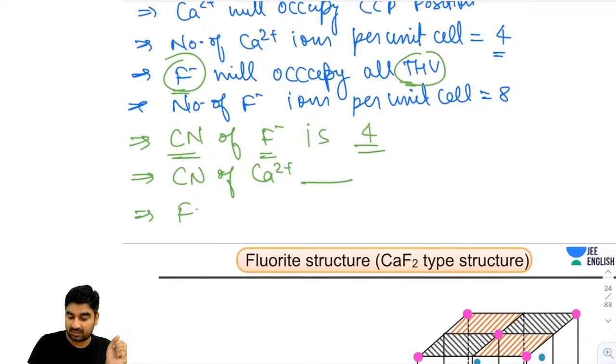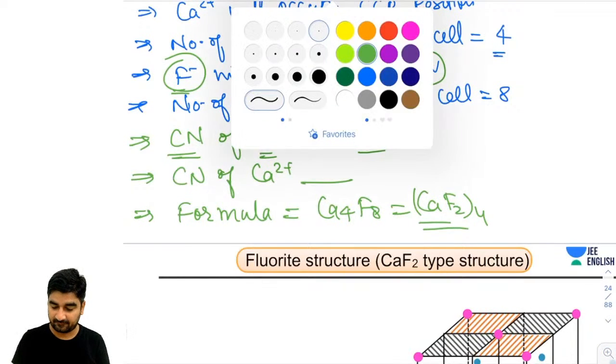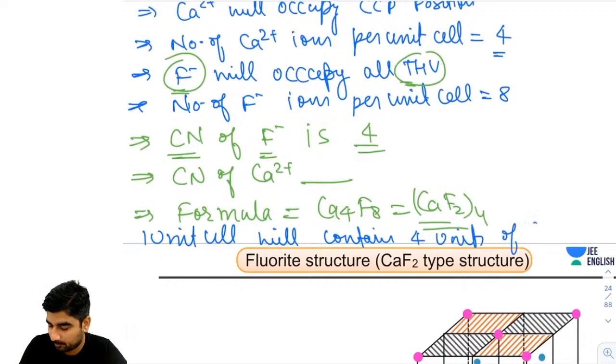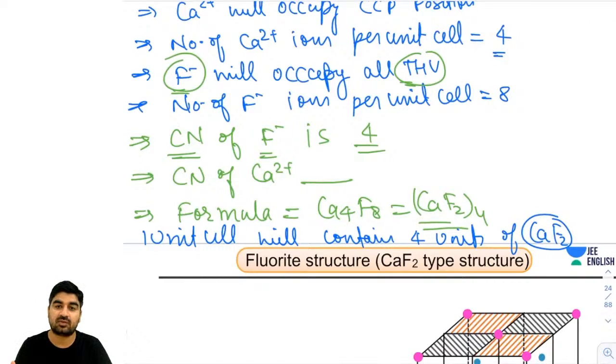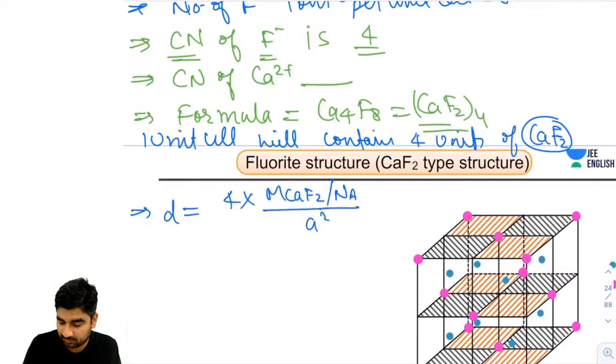So, guys, what is the formula here? Ca4F8, it would be CaF2 times 4. So one unit cell will contain 4 units of CaF2. Note it down, guys. Any doubt, please ask. Now if you want to calculate the density, it would be 4 times the molar mass of CaF2 over Na times a cubed. This is the density.